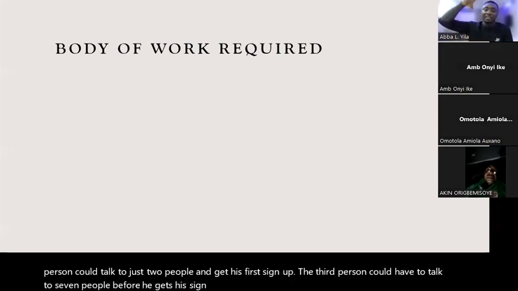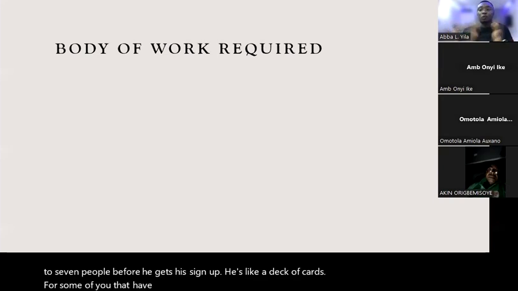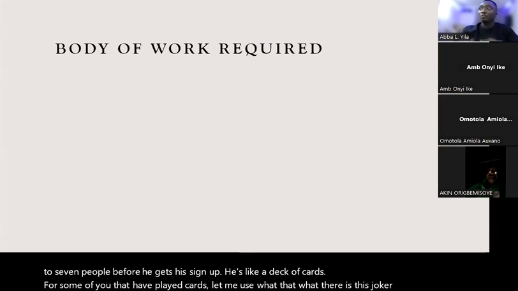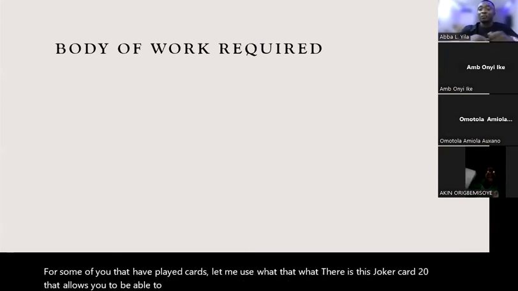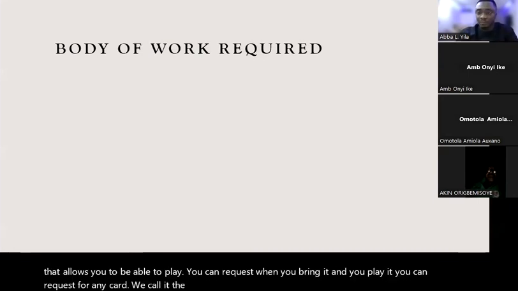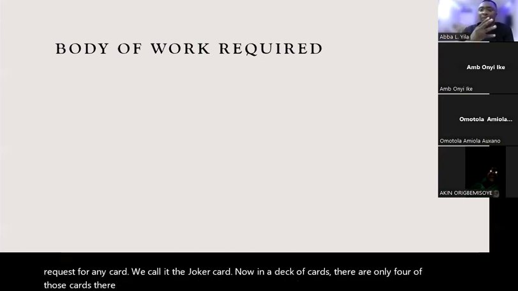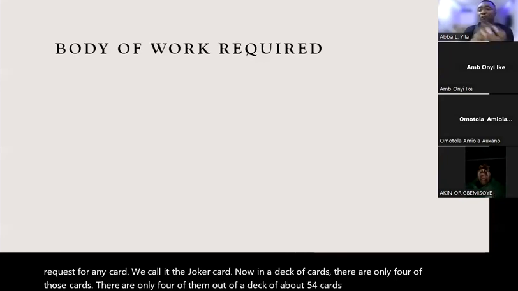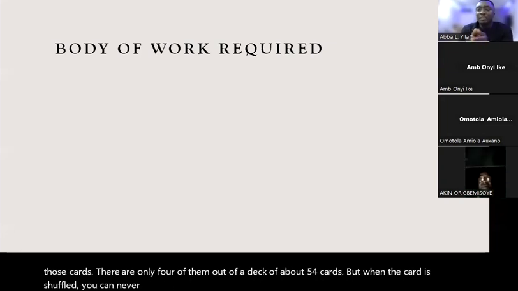It's like a deck of cards. For some of you that have played cards, you know there's this Joker card that allows you to play. When you bring it and you play it, you can request for any card. We call it the Joker card. Now, in a deck of cards, there are only 4 of those cards out of a deck of about 54 cards. But when the cards are shuffled, you can never actually tell where they fall in.